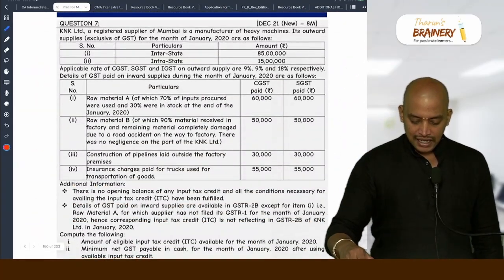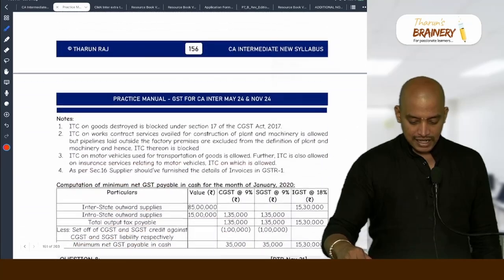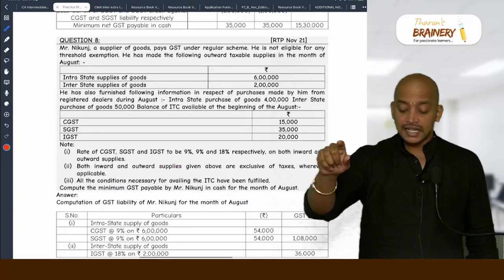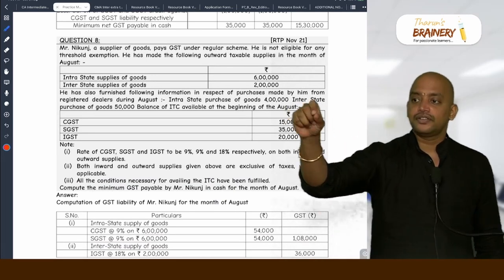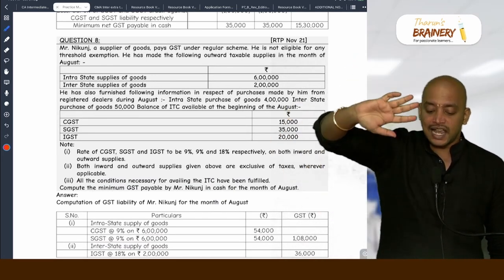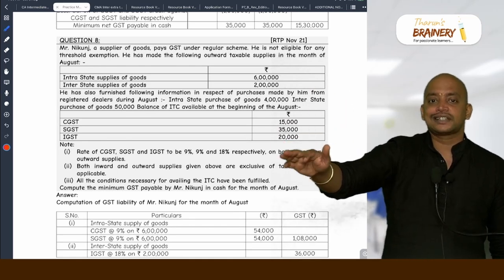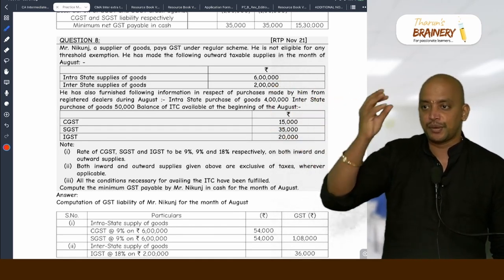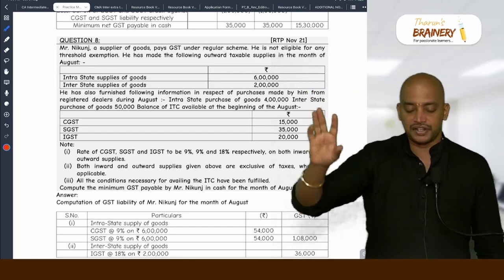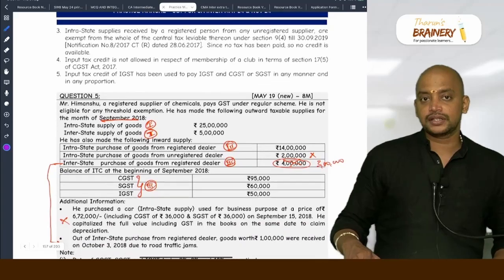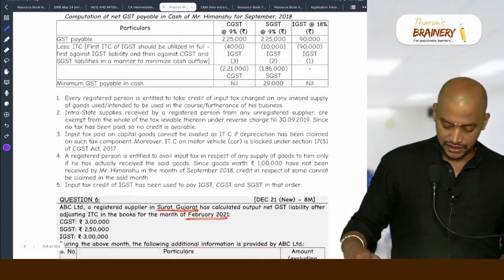For example, up to 6 we did. This 7 and 8. Not 7, 7 we will do. 8 you take for homework. Same question. First 6 questions we saw, same line. Directly they gave intrastate, interstate, inward supply, outward supply, opening balance. Directly computation of net GST payable. There is no application and all. Directly we can do. We will do the remaining questions in this consolidated questions.